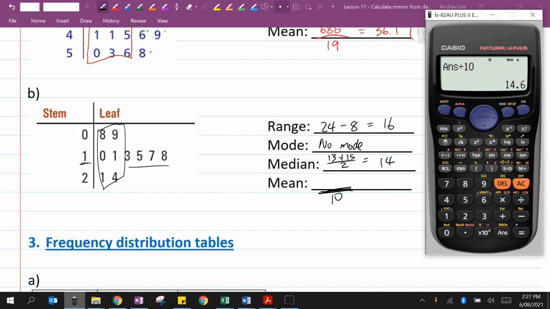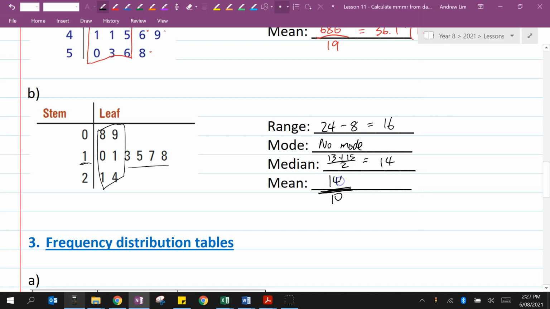Oh, sorry. The answer was 146. And so when we divide it by 10, we get 14.6. And we can see here, right, the lowest score is 8. The highest score is 24. It needs to be between them. That's good. No mode, that's understandable.